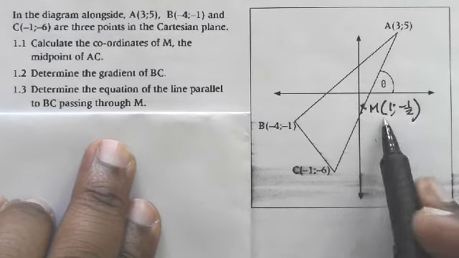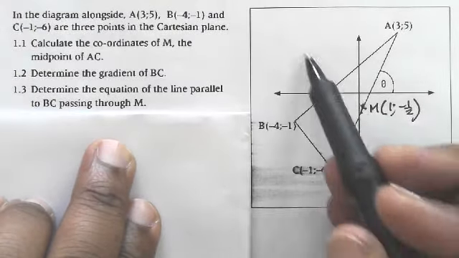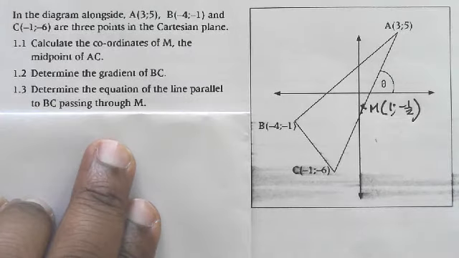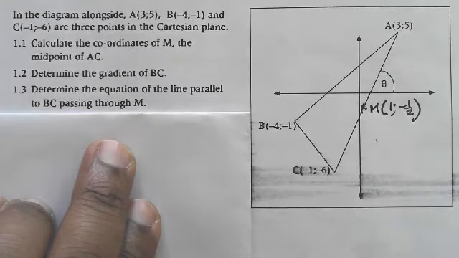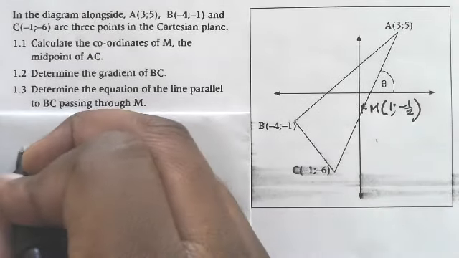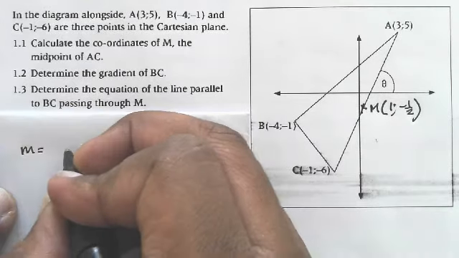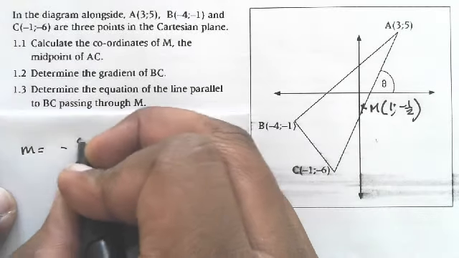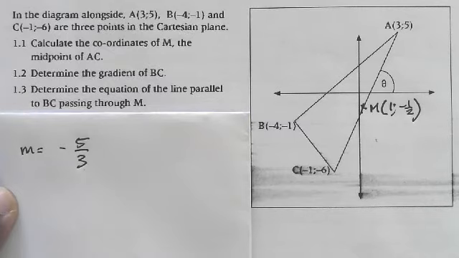Why am I writing this? Because we're going to need this point now. Remember, the line is parallel to BC. So what it means is that the gradient of that line, because it's parallel, is going to be negative 5 over 3. So that means the gradient of that line will be negative 5 over 3.